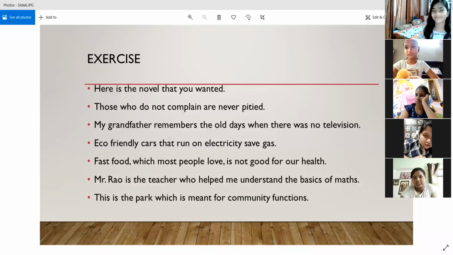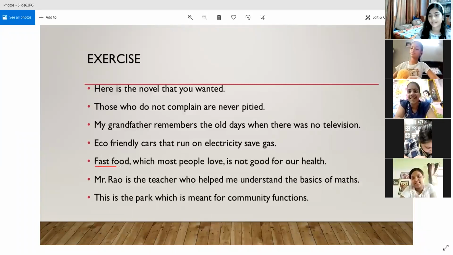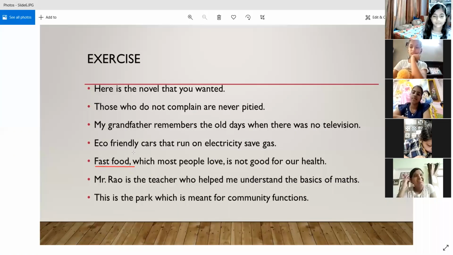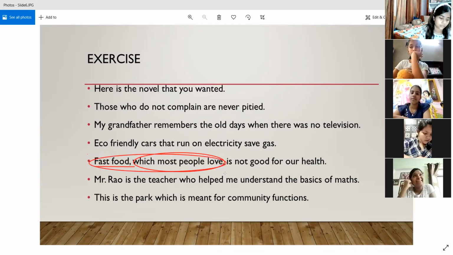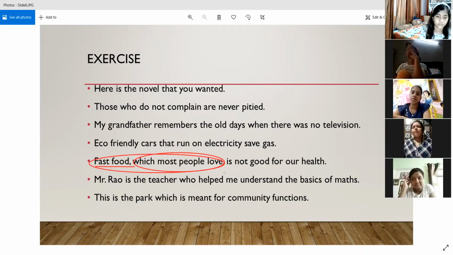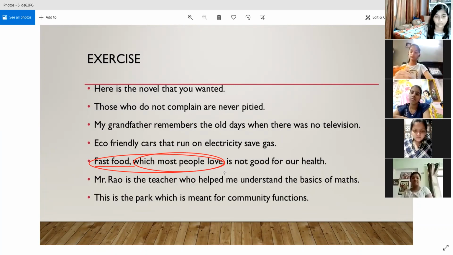Yes, it is good. So what is happening over here? We have removed the fast food part. So the which most people love part is becoming the adjective clause because it will start describing fast food. And if we take the whole part, fast food, which most people love, then it will answer what is not good for our health. Then it will start acting as a noun clause.